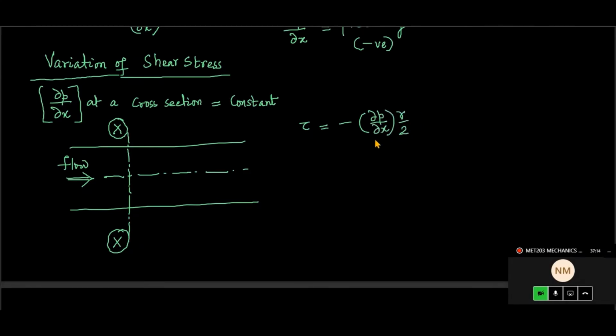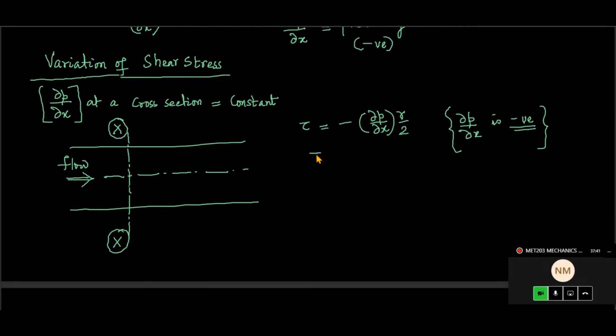This dou P by dou X, the term itself, is negative. So one negative is there in front. Dou P by dou X by itself is negative, and the minus sign will make the shear stress positive. So the term by itself is negative, then the minus sign in front of that will make the shear stress positive.